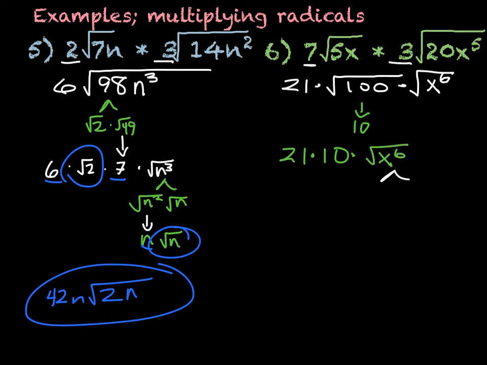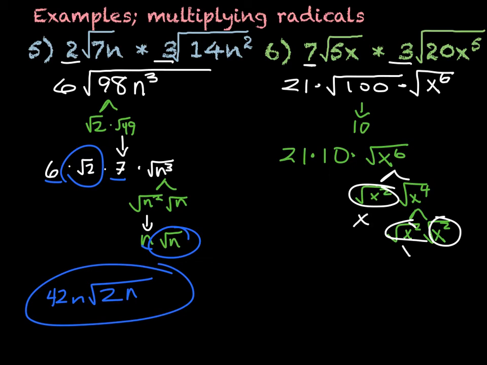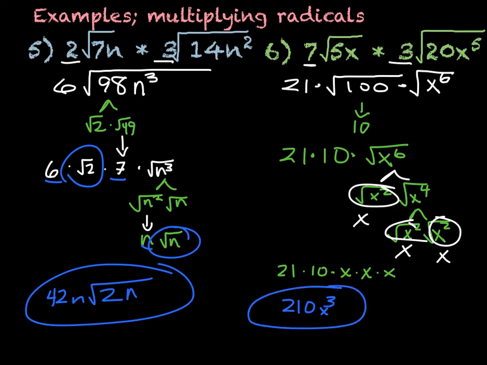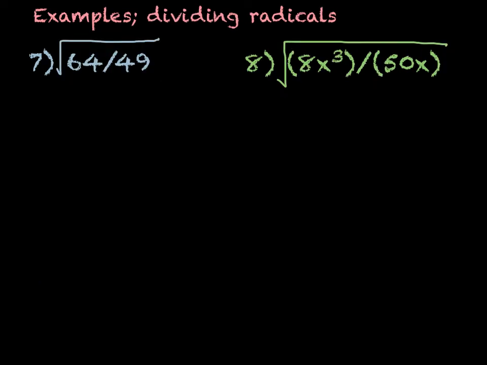So I'm going to figure this one out. So that would be x squared and x to the 4th, and then x squared and x squared. So these are all going to go to just x. So my final answer is going to be 21 times 10 times x times x times x, which we simplify to 210x cubed. Final answer.